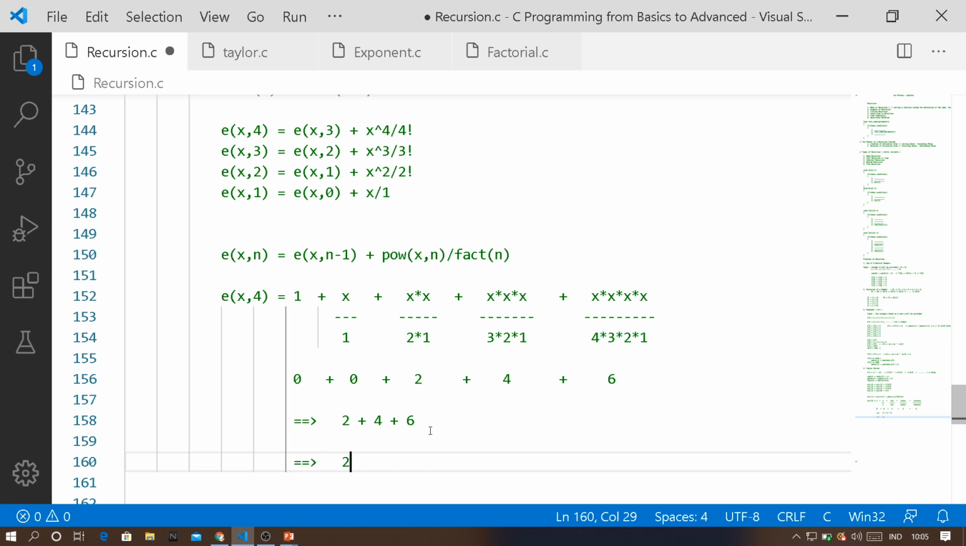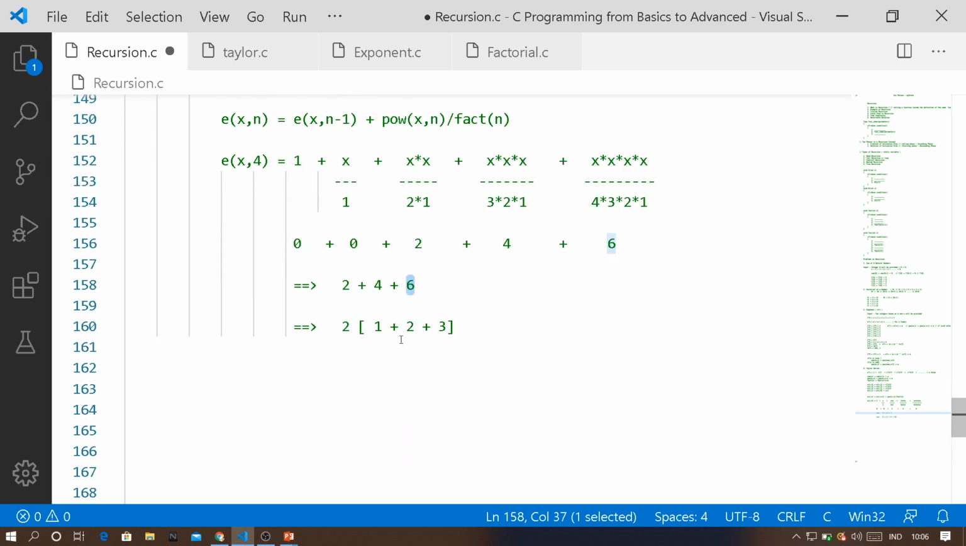If we take 2 common outside, then 2 of 1 plus 2 plus 3. When you take 2 from the term 2, only 1 remains. When you take 2 from 4, the remaining is 2, since 2 multiplied by 2 is 4. When you take 2 common outside from 6, the remaining part is 3, since 3 multiplied by 2 is 6. What is this 1 plus 2 plus 3? Is it the sum of natural numbers? Yes, this is the sum of natural numbers.